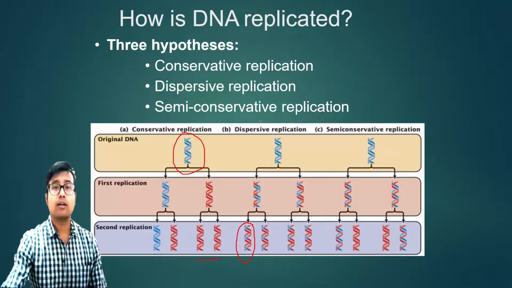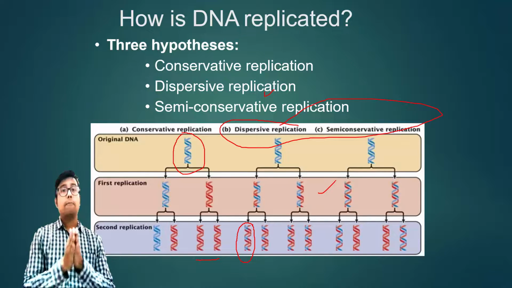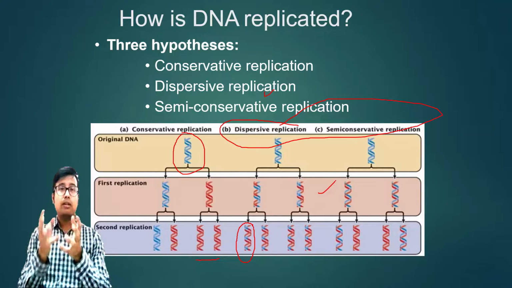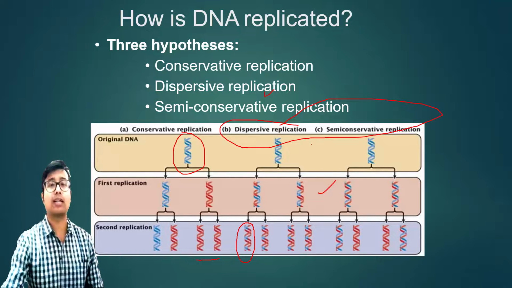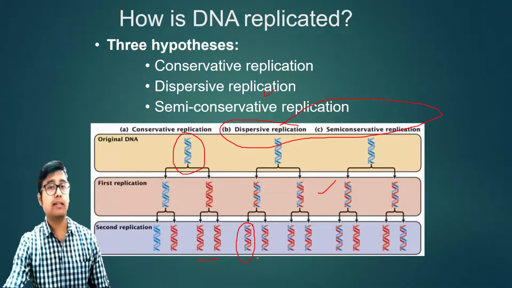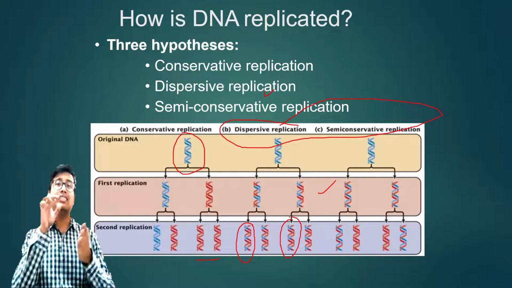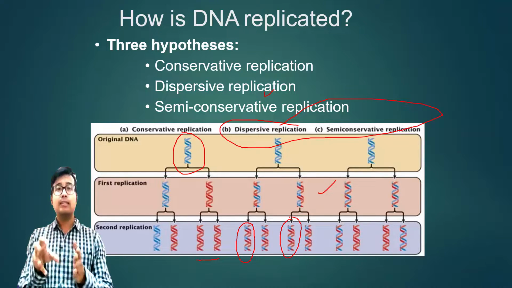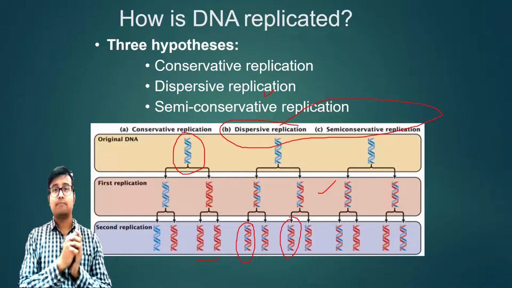These two, the semi-conservative and dispersive, may not look different in the first generation, right? But differences start to creep in when we look into the second generation. In the second generation, what happens? If it is dispersive, the whole model will remain dispersive and all the parent and daughter strands will remain similar, because in each generation, as per this model, we are taking fragments of the parental strand.